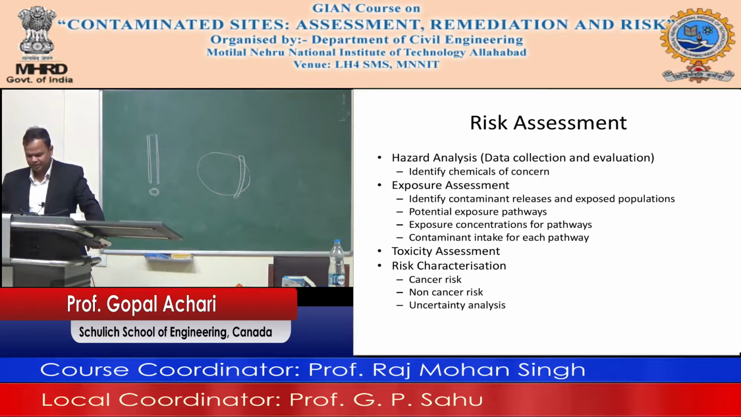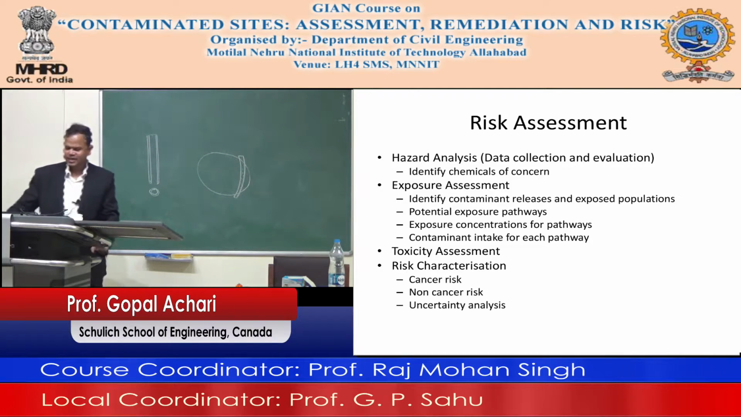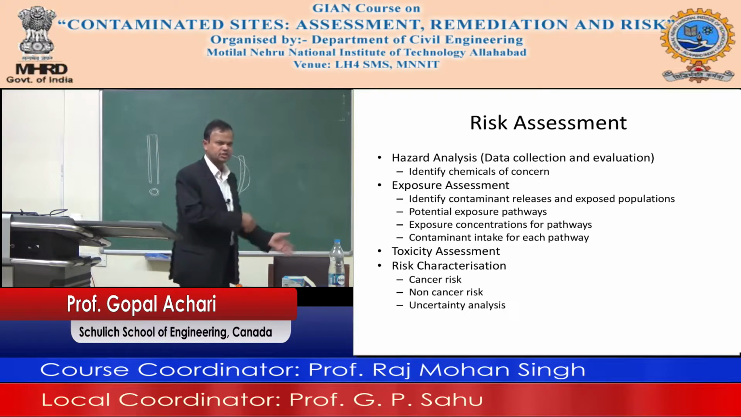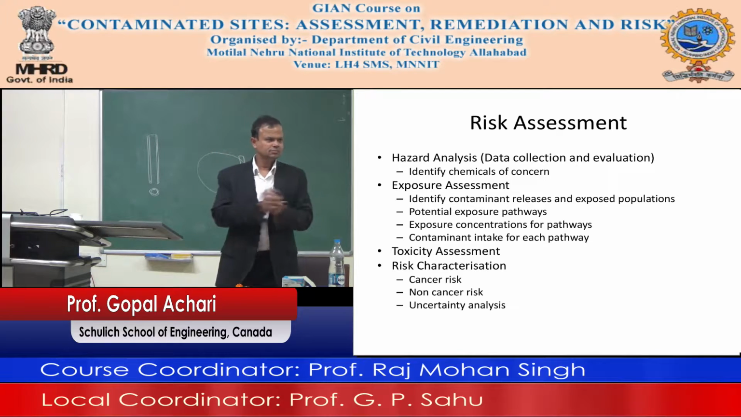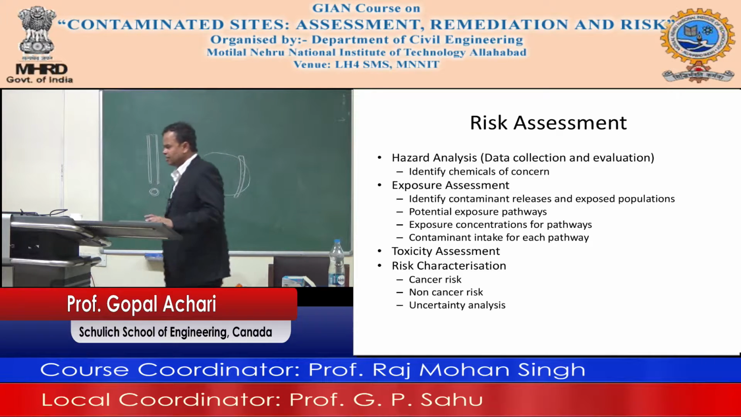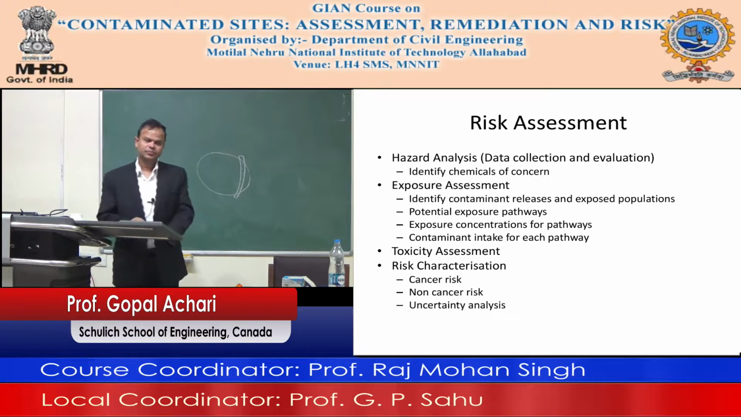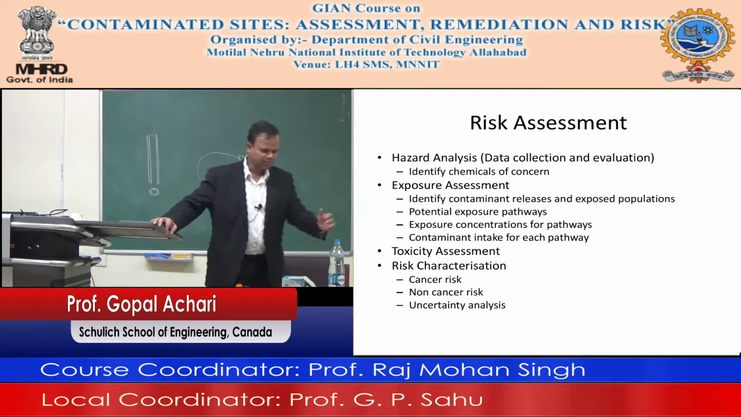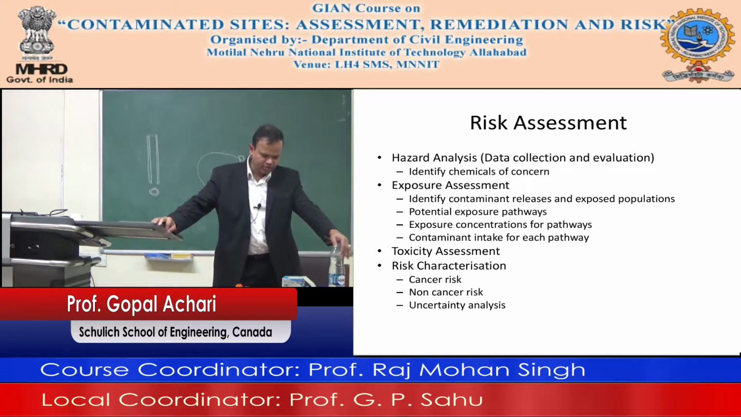And you need to think about contaminant uptake from each pathway. You need to do a toxicity assessment, and then risk characterization, which is cancer risk versus non-cancer risk, and then uncertainty around the whole thing. The uncertainty is a very important aspect of risk assessment. You can do the process, and we'll talk about the process, and hopefully by the end of it, you'll have a reasonably clear idea of how to do the risk assessment.